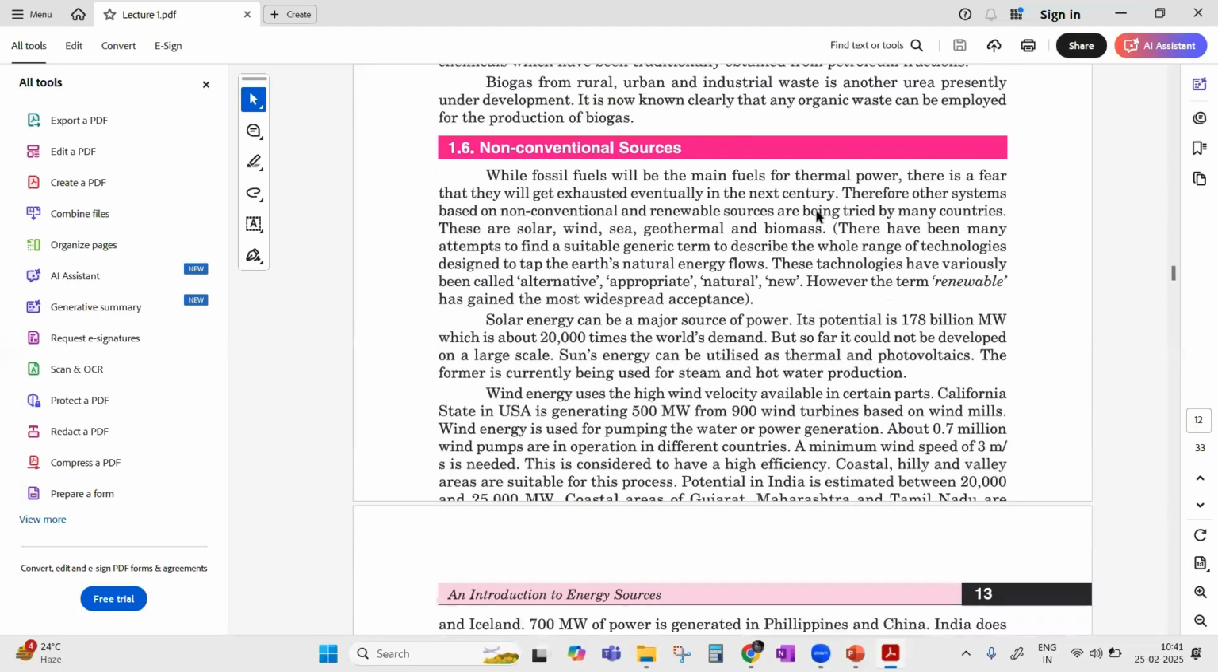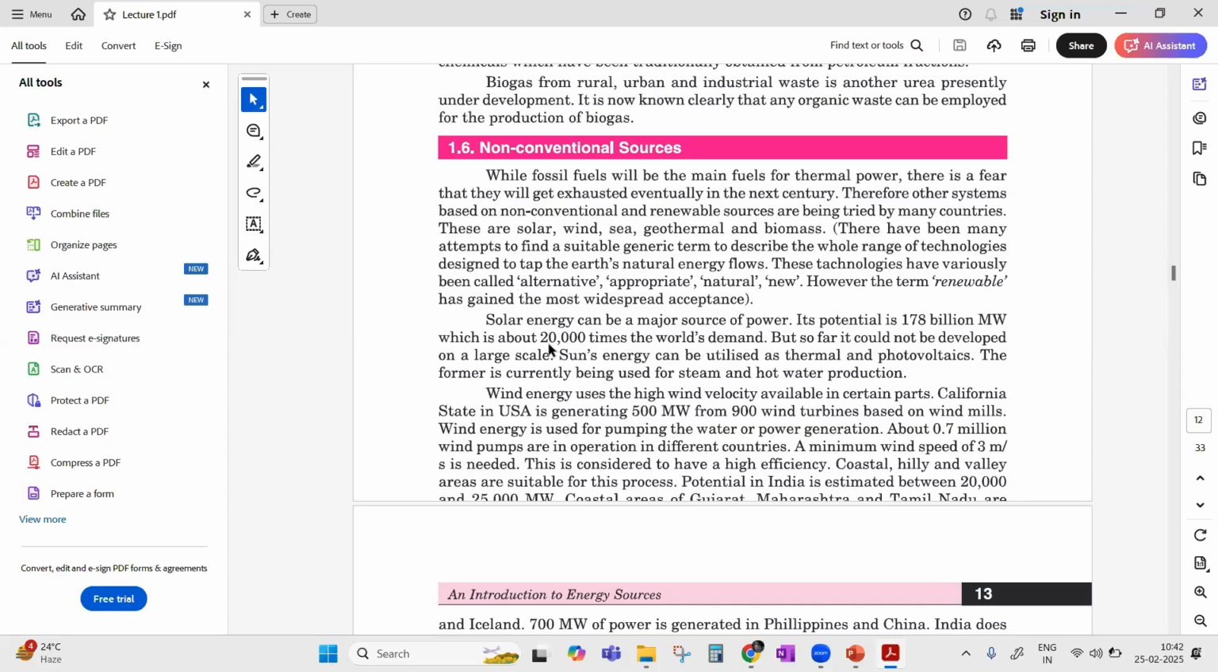So here you can see the potential of this particular renewable energy source. Solar energy is a major power source and its potential is almost 1.178 billion megawatts, which is about 20,000 times the world's demand. But so far it could not be developed on a large scale. It can be utilized as thermal power or photovoltaic. Photovoltaic effect I'll be telling you. That means the photovoltaic effect is nothing but the sunlight getting converted into electricity. We call it the photovoltaic effect.